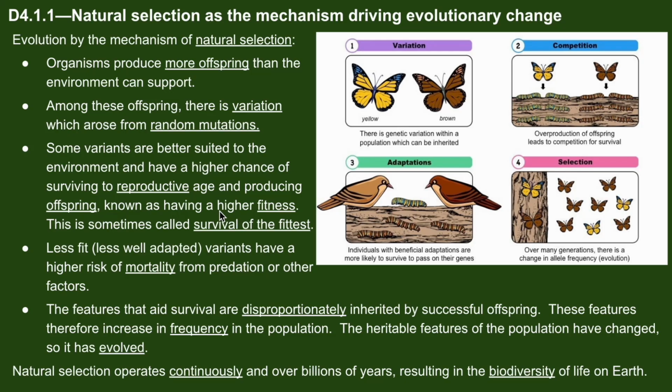Therefore, those traits increase in frequency in the population. The heritable features of the population have changed, so it has evolved. This happens continuously over billions of years. It has resulted in the biodiversity of life on Earth.